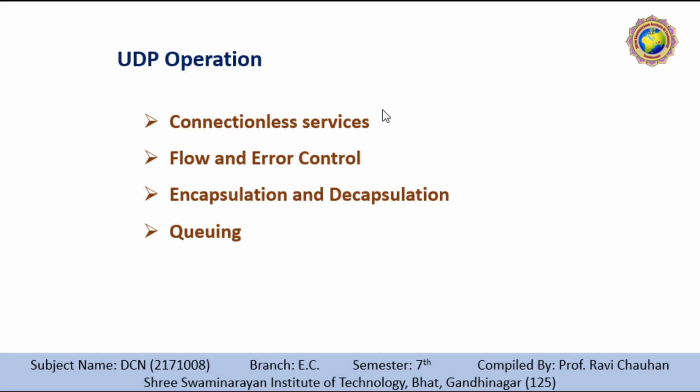One of the ramifications of being connectionless is that a process that uses UDP cannot send a stream of data to UDP and expect UDP to chop it into different related user datagrams. Instead, each request must be small enough to fit into one user datagram. Only those processes sending short messages should use UDP.